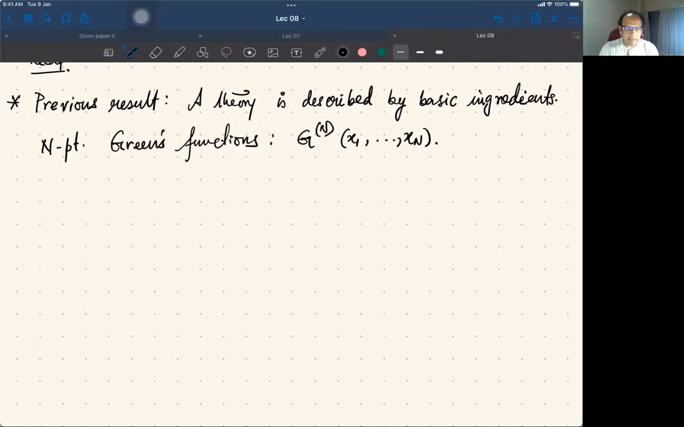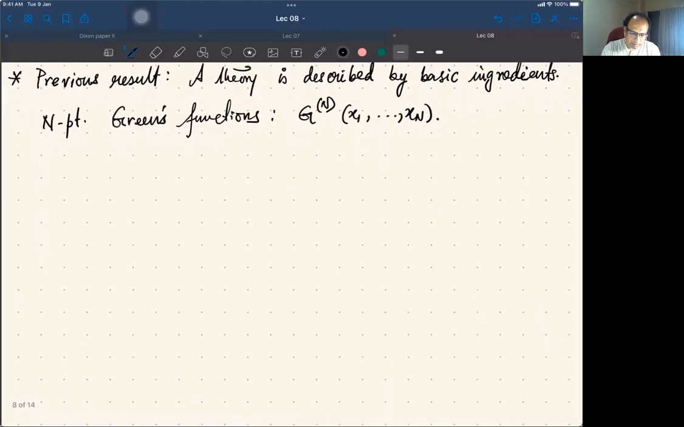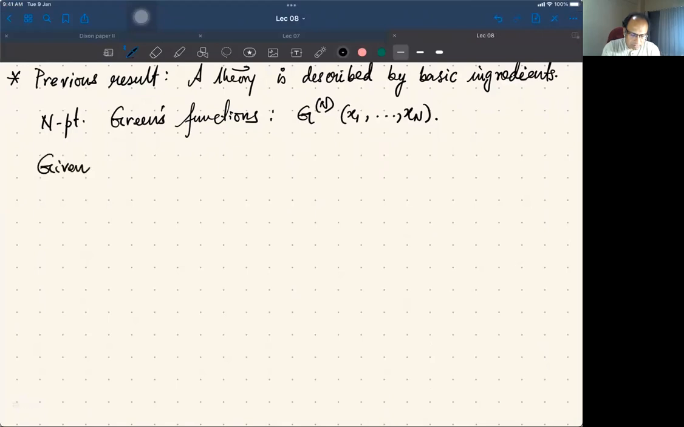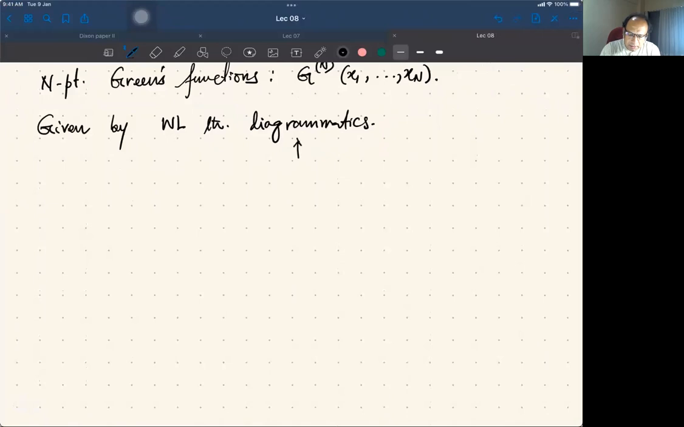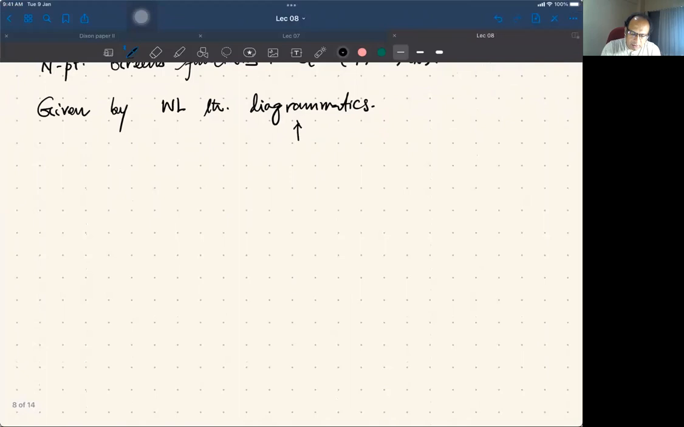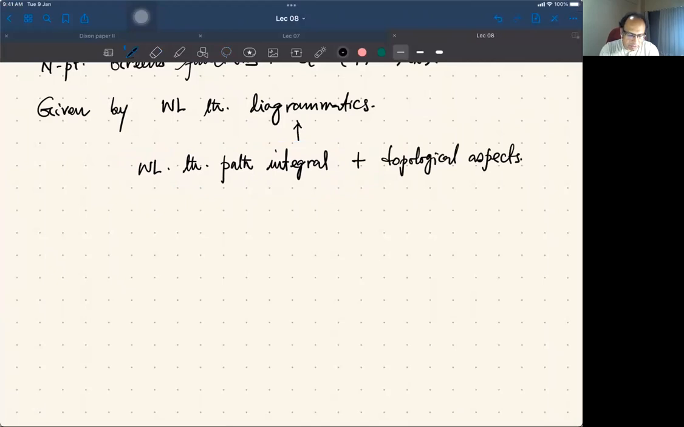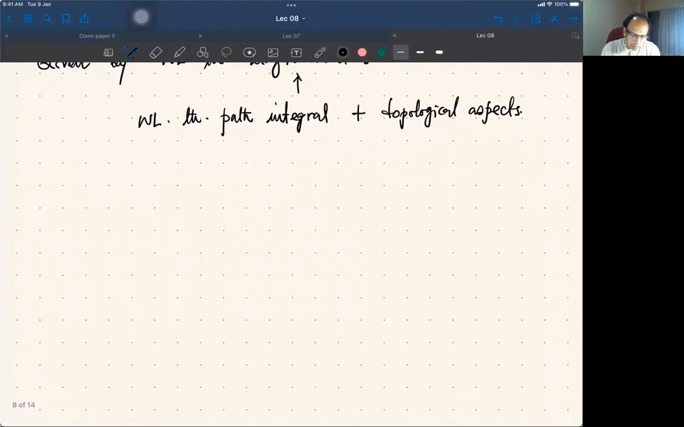And we have seen that this can be given by word-line theory diagrammatics. And what go into these diagrammatics are the word-line theory path integral, and certain topological aspects, some topological inputs that go in to express these Green's functions. This is what we have done earlier.